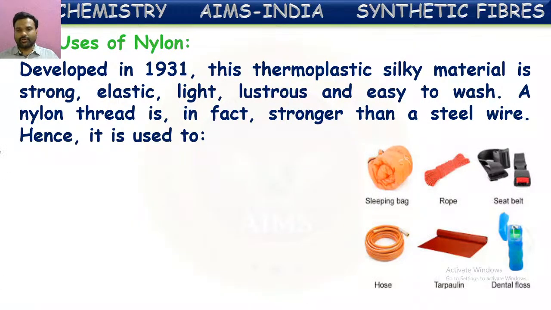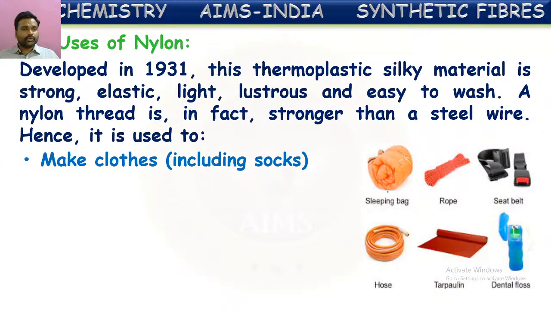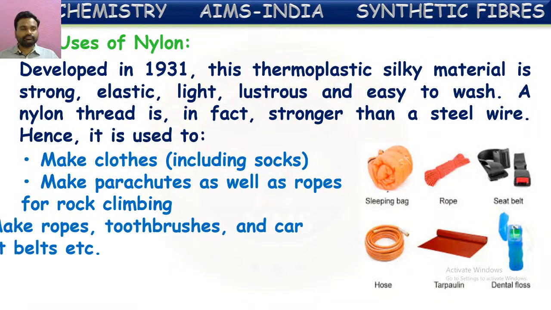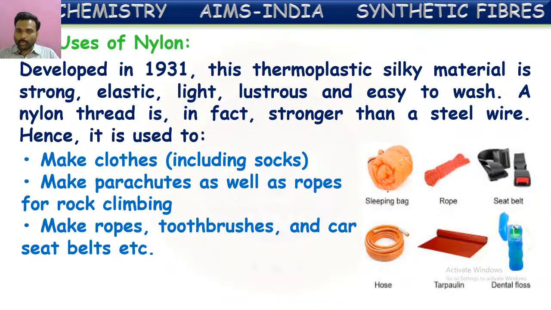See, different apparels or tools made of nylon are given here. So it is used in making clothes, including socks. Yes, the socks we wear nowadays are made of nylon. Nylon is used in making parachutes as well as ropes for rock climbing, and toothbrush bristles. I think we use a toothbrush daily. The bristles of this toothbrush are made of nylon.